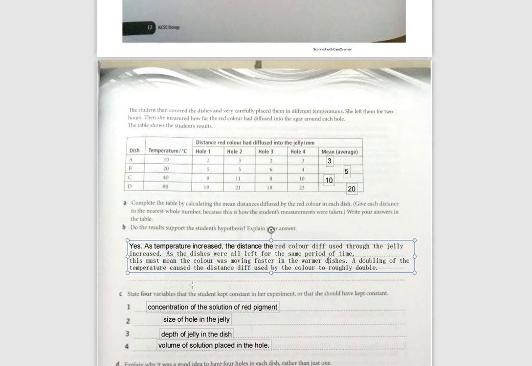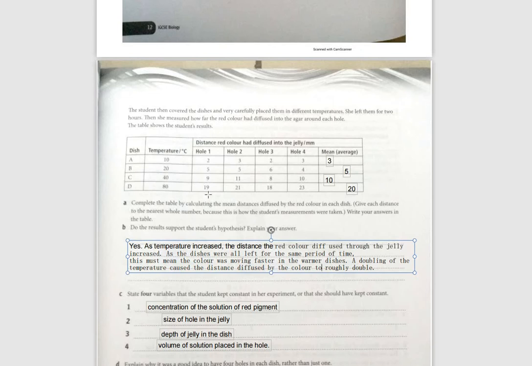A doubling of the temperature caused the distance diffused by the color to roughly double. This is actually one word. A doubling of the temperature caused, so you see it's like times 2, times 2, times 2, okay, doubling of the temp caused the distance diffused by color to roughly double. So basically, as you double the temperature, the distance diffused will also double, and as the temperature increases, the distance diffused also increases.